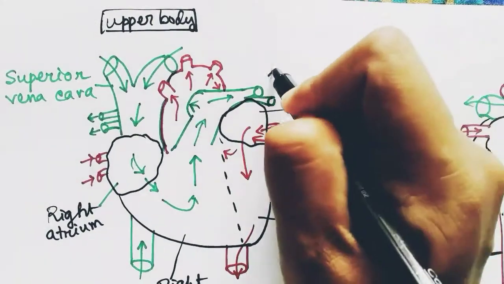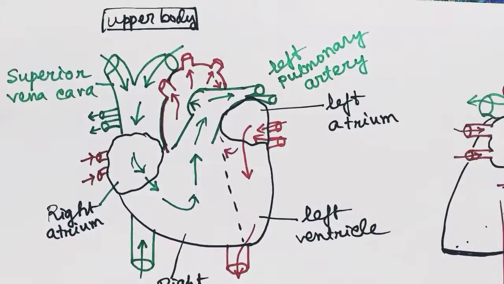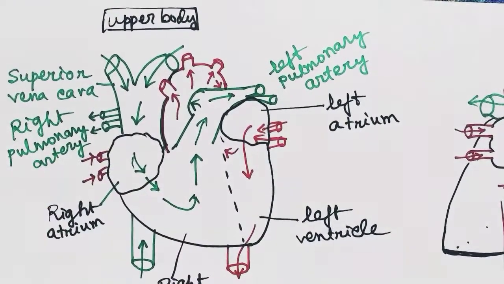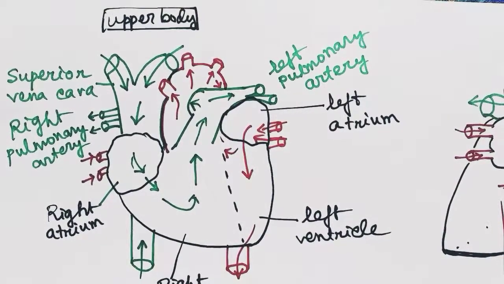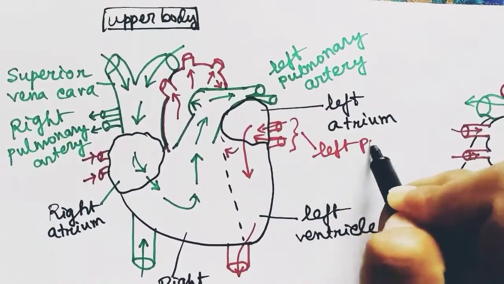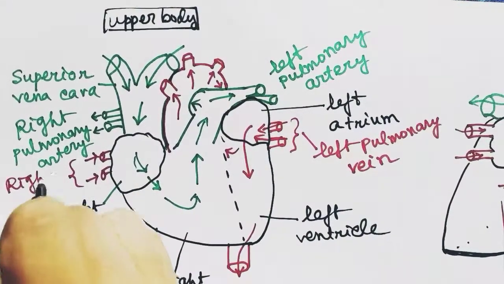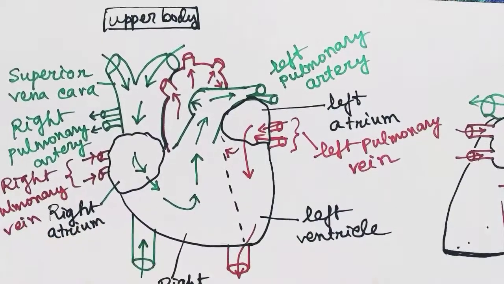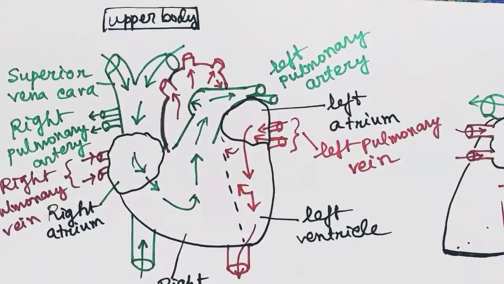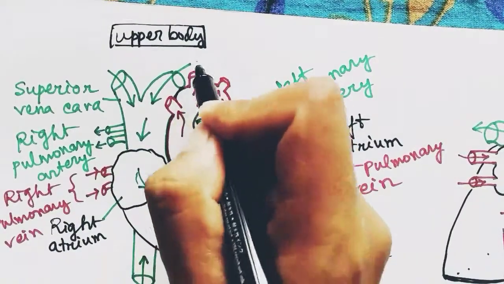This branch is the left pulmonary artery and this branch is the right pulmonary artery that will reach both the left and right lung. Next, from the lung, the oxygenated blood will enter the left atrium via the left pulmonary vein and right pulmonary vein from both the left and right lung. Then from the left ventricle, it will be pumped both upwards and downwards. Upwards, it is forming the aortic arch.